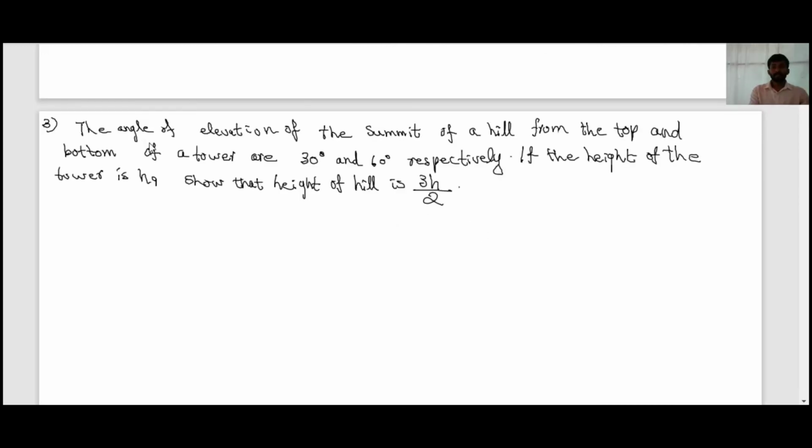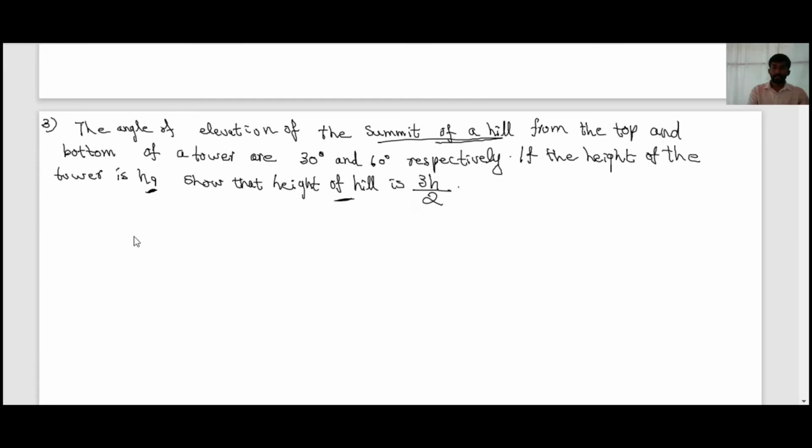The third question, similar to the previous question: the angle of elevation of summit of a hill. Summit of a hill means topmost part of the hill. From the top and bottom of a tower is 30 degree and 60 degree respectively. If the height of the tower is h, show that height of the hill is 3h by 2. Just to draw the rough sketch.